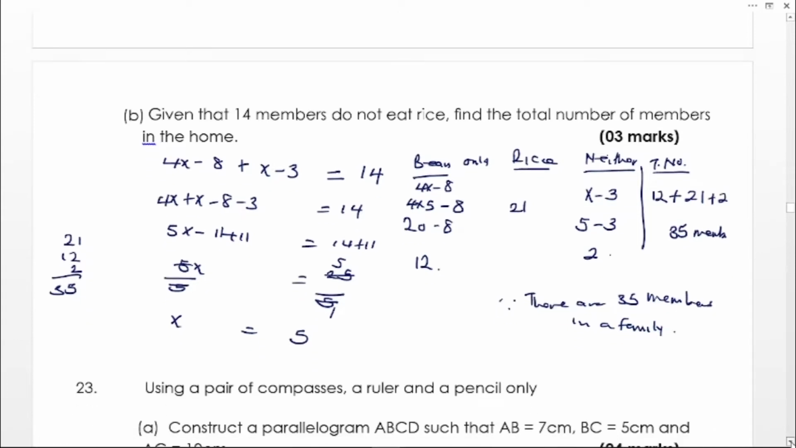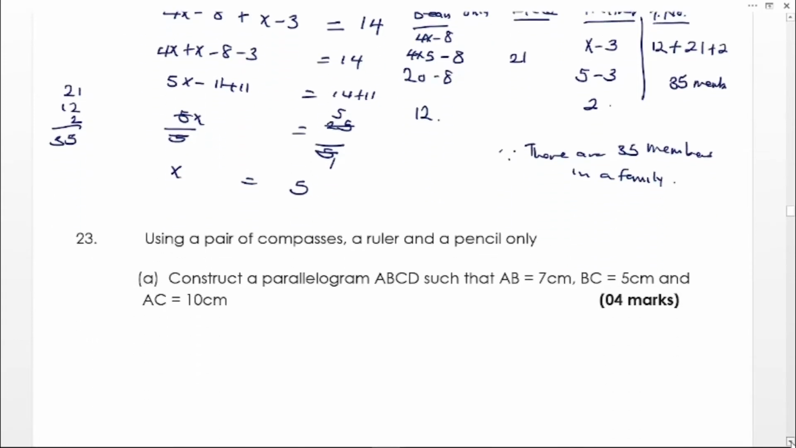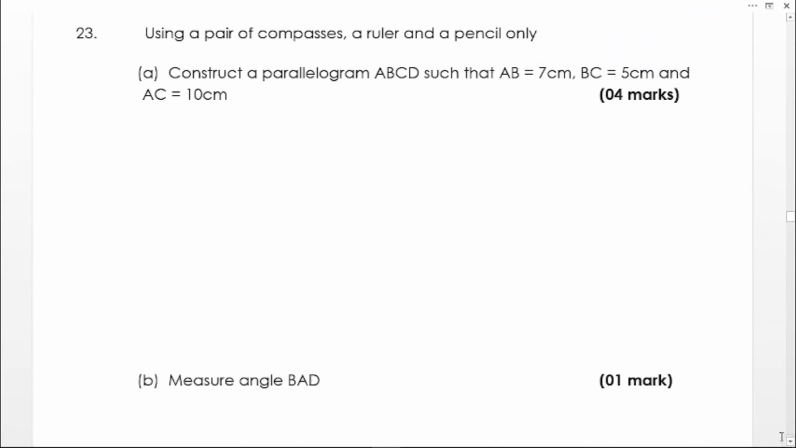Oh, good of you. Number 23, this is a construction number, my dear learner. You have to sit with your pair of compasses, a ruler and a sharp pencil only. Now they are telling us that we have to construct a parallelogram. Remember, a parallelogram is a twisted square or rectangle. It's just like this one. This is a parallelogram. This side is equal to this one, and this one is equal to this, and these sides are parallel to each other.